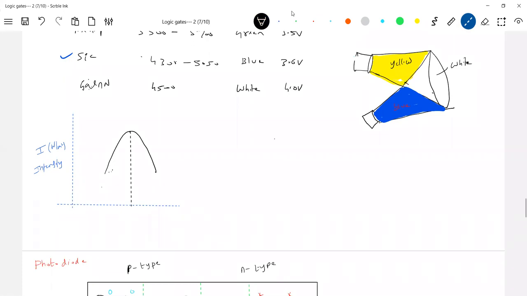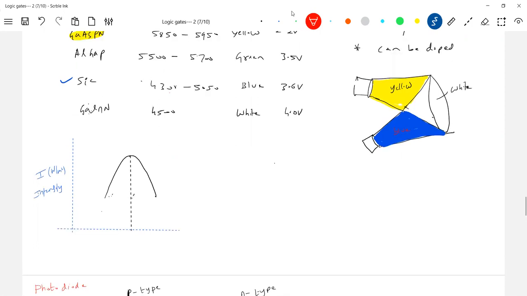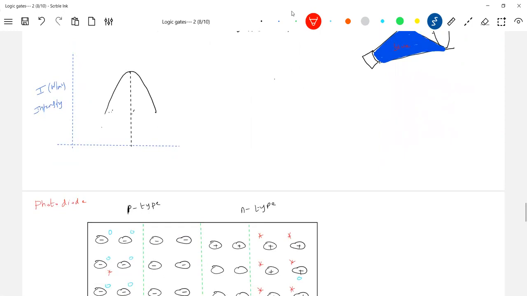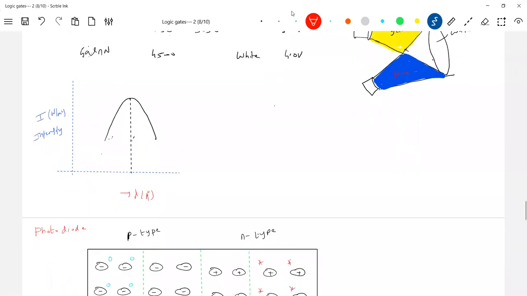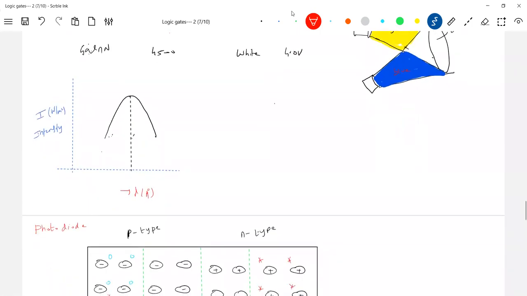Don't draw it like this. It will not be this broad, because you can see it is 430 to 550, a very small difference of 200, 300. Okay, this will be the spectrum. In books there is a possibility of being asked, so you have to be careful. This is intensity. So the light emitted by LED is not monochromatic.